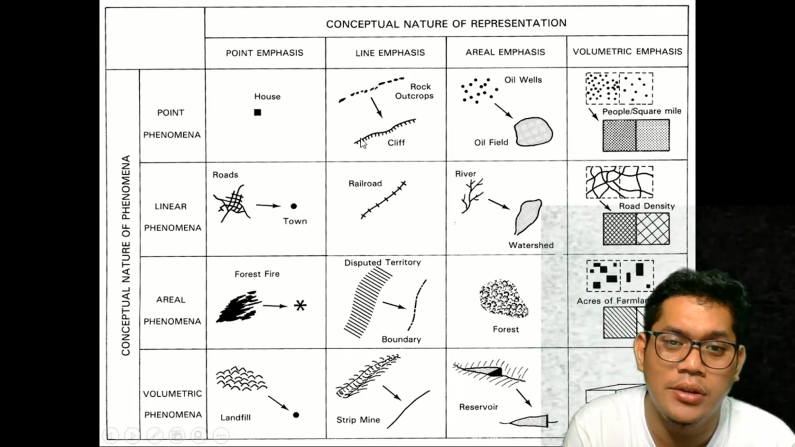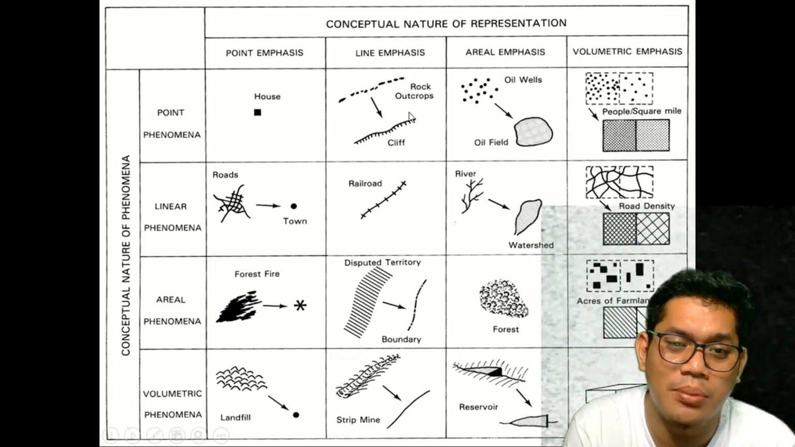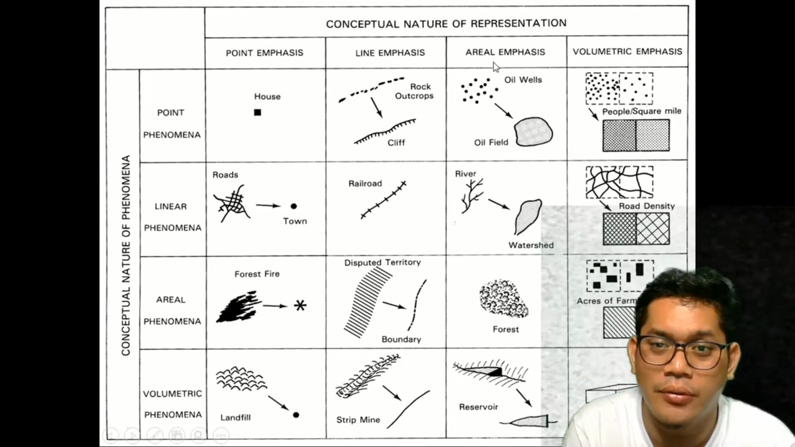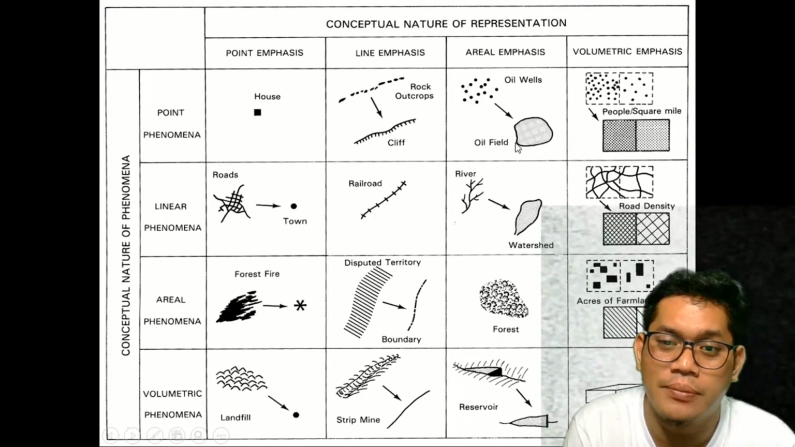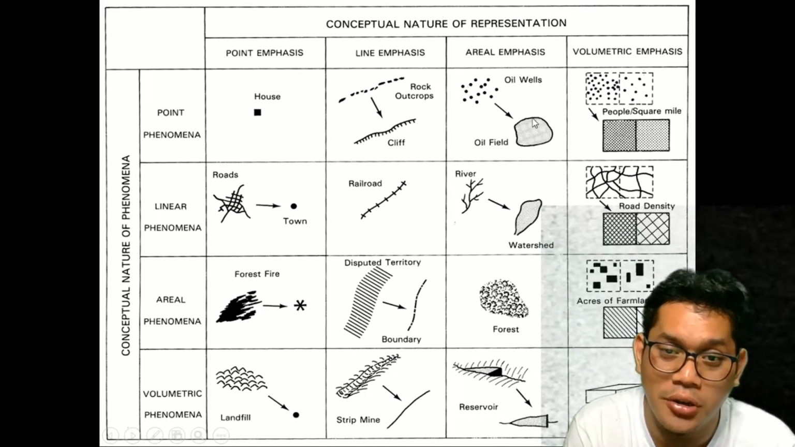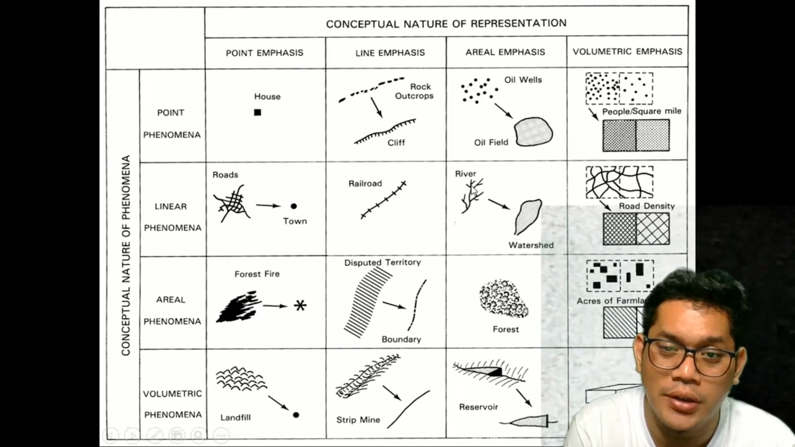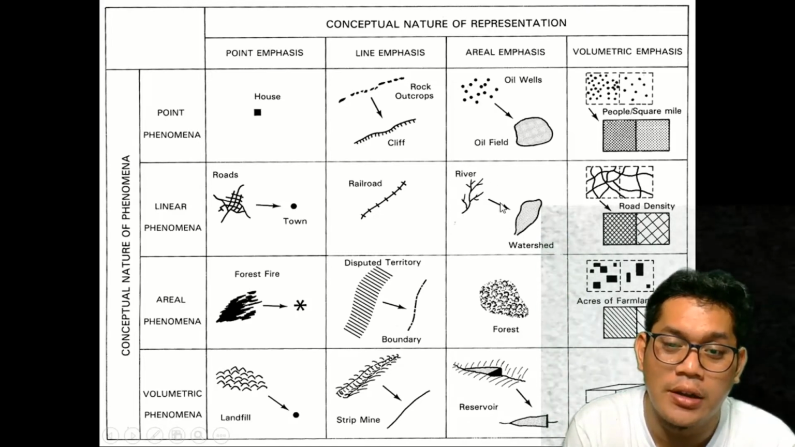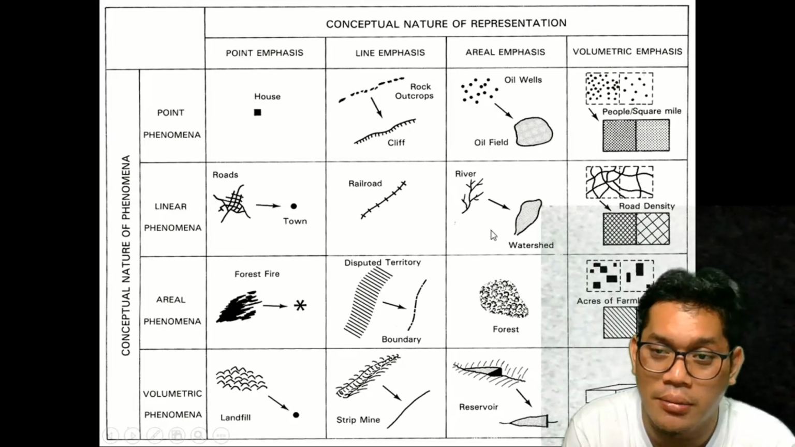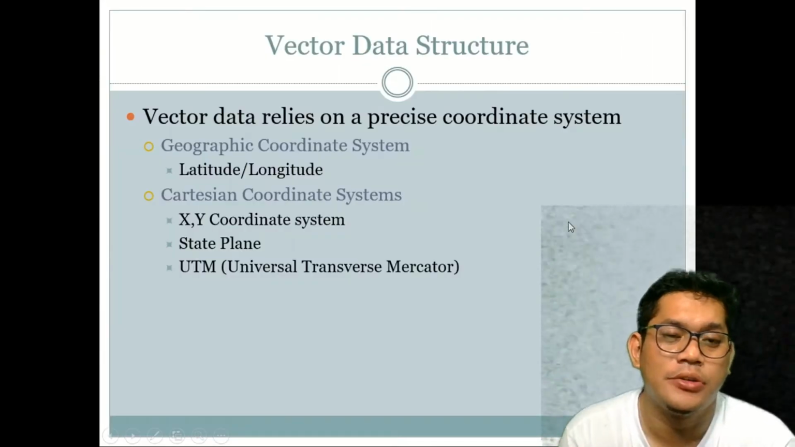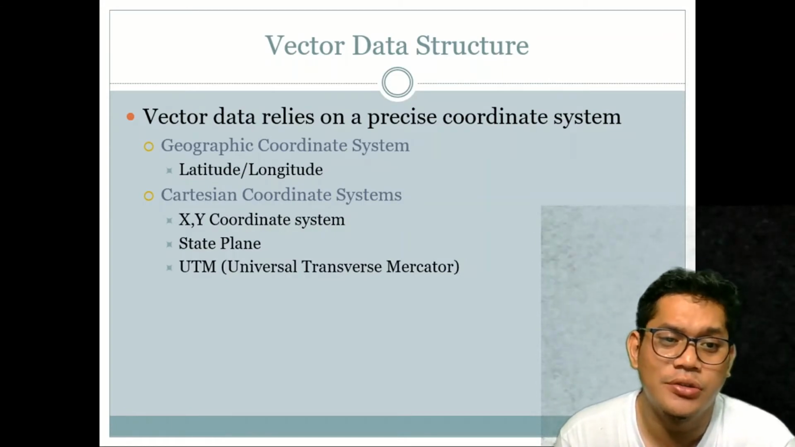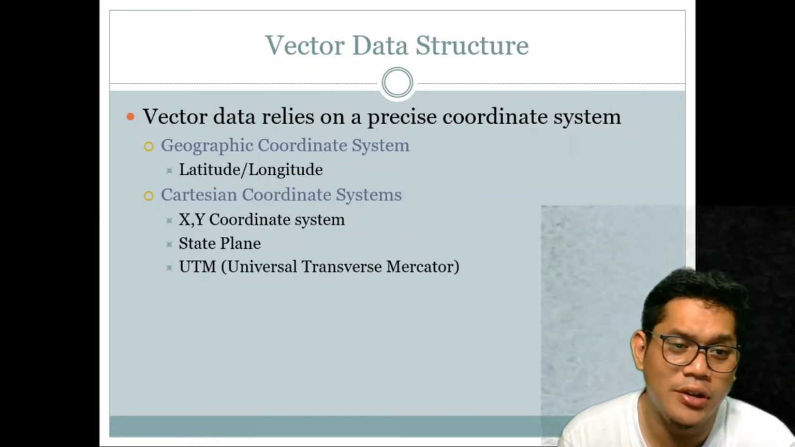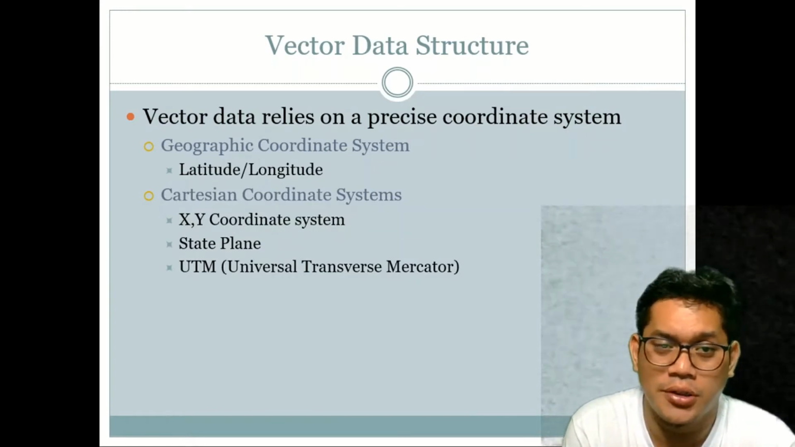Line, however, shows you the shape of the phenomenon, the railroad, and many more. For area, we have a lot of points that we can conclude in a polygon, or from a river network, we can conclude a watershed, and many more. Right. So vector data really relies on the precise coordinate system. So we have geographic coordinates and Cartesian, and it's very important.